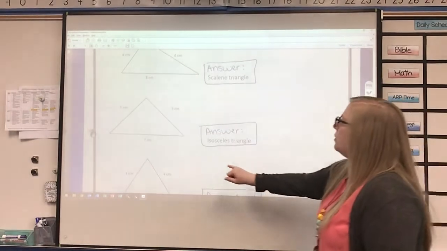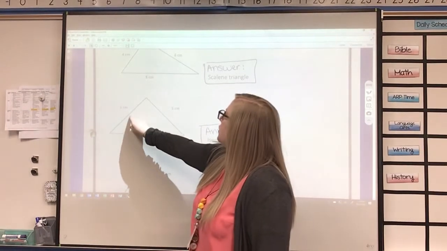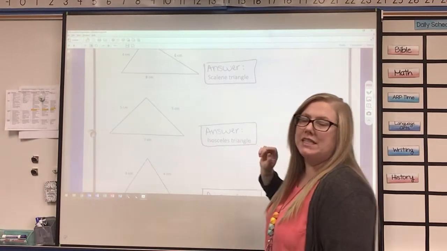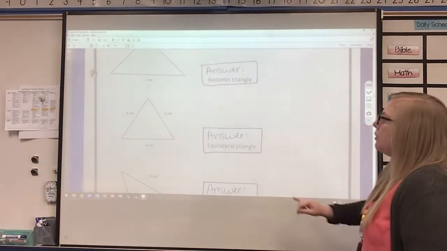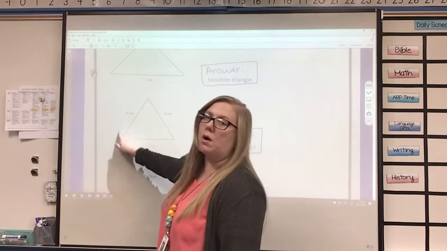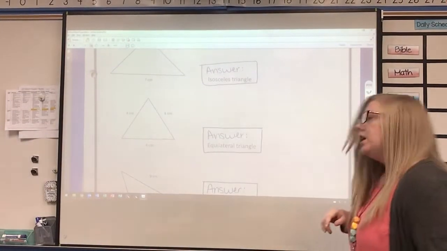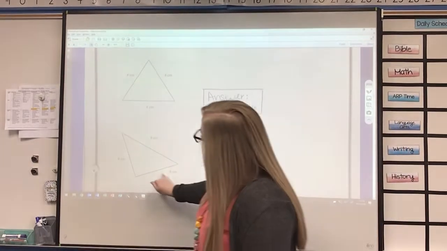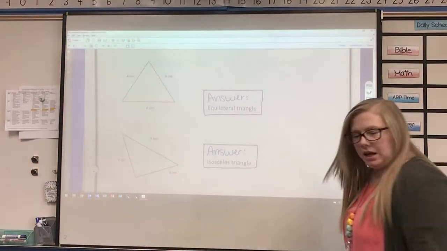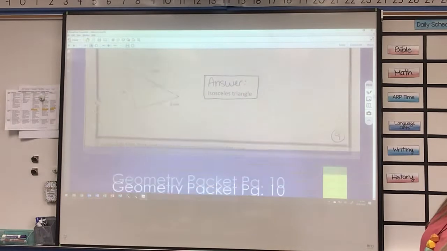Here, number 2 is isosceles because it has 2 sides that are the same. They are equal to each other. Number 3 is equilateral because they're all the same. And number 4 is isosceles because you have 2 that are the same. Okay, and then going on to page 10.